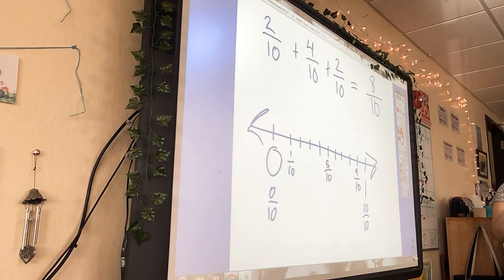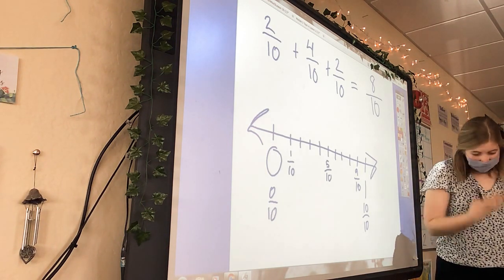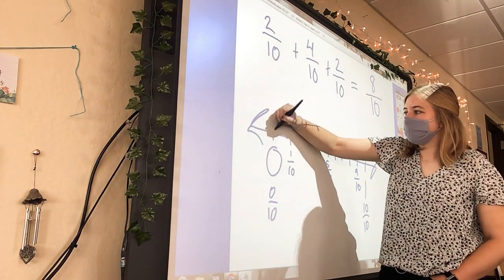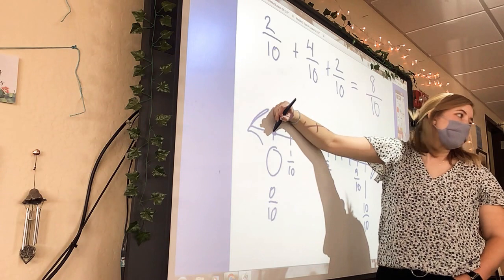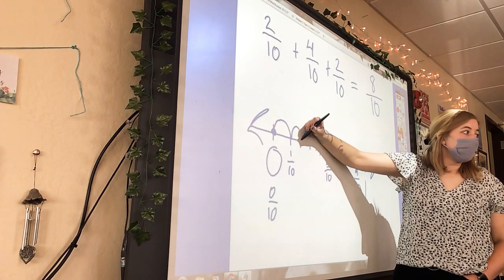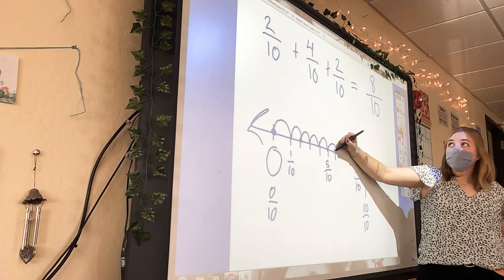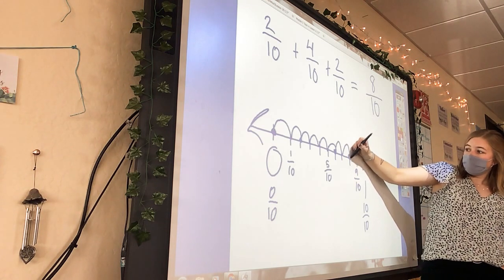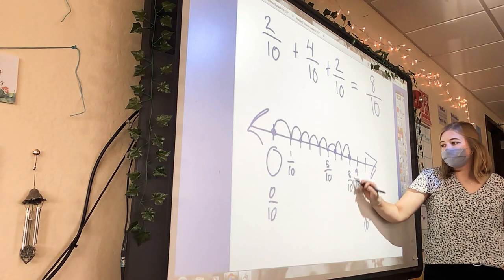Here we go. So, we start at what? 0. 0 tenths. Okay. My first thing I'm adding, tell me. 2 tenths. Okay, I'm going to count this one on my own. Here we go. So 1 tenth, 2 tenths. Okay. Next thing I'm adding, go. 4 tenths. 1, 2, 3, 4. Okay. Last thing I'm adding, go. 2 tenths. 1, 2. Okay. What number comes before 9? 8. So that means my final answer is 8 tenths.